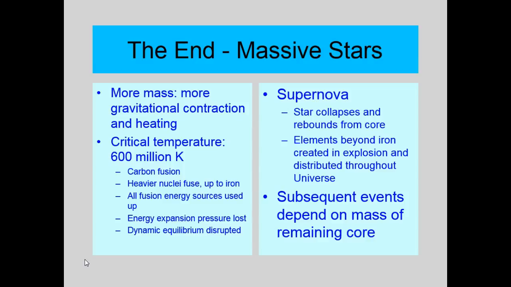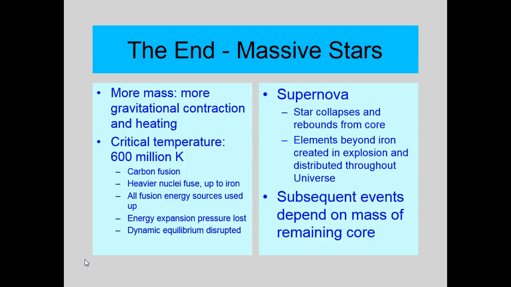Because iron will not happen just in the natural sequence, but when you have all this extra pressure and the rebound here, that's where your elements beyond iron come into play in that explosion, and then they're distributed throughout the universe because the supernova just blows it everywhere. Okay? The subsequent events depend on how big the mass is in the remaining core.